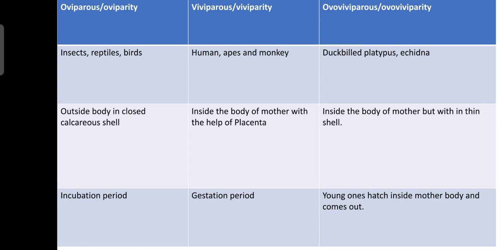Now the process after development. In the oviparous condition, after the incubation period, the young ones hatch out and develop into a new organism. In the viviparous condition, after the gestation period, the young ones are born through parturition. In the ovoviviparous condition, the young ones hatch from the shell inside the mother body and then come out.